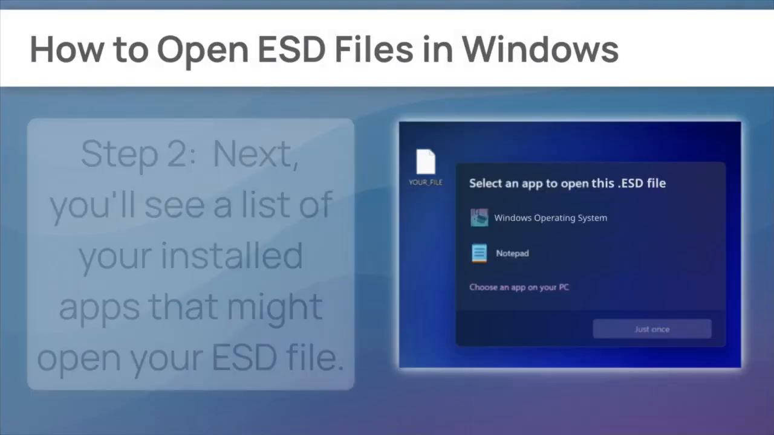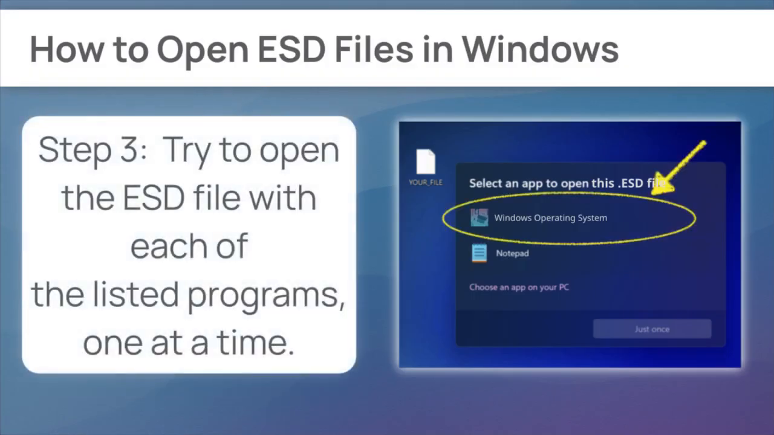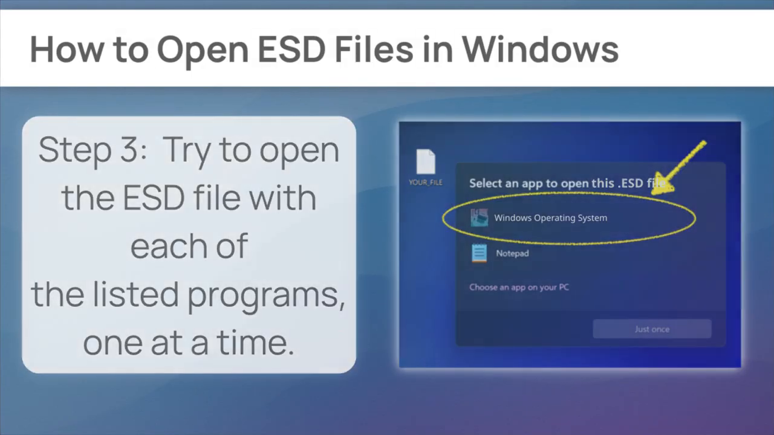Right-click your ESD file, then select Open With. Try Windows Operating System if you have it. If not, select any program from the list. The goal is to find one that reads the format.